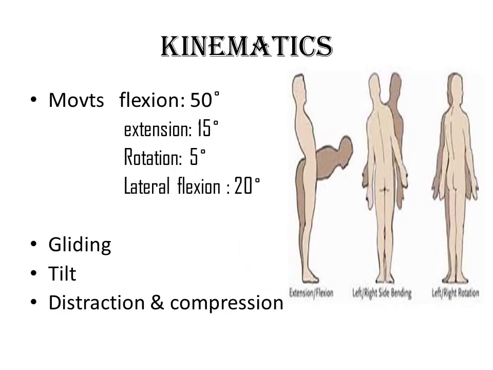The kinematics. Lumbar movements which are available are flexion, extension, lateral flexion, and rotation. Gliding happens anterior to posterior, medial to lateral, and torsional. Tilt happens anterior to posterior and also in the lateral direction.